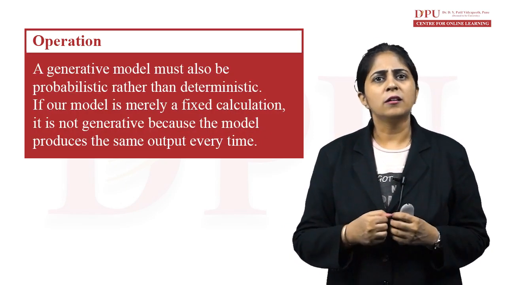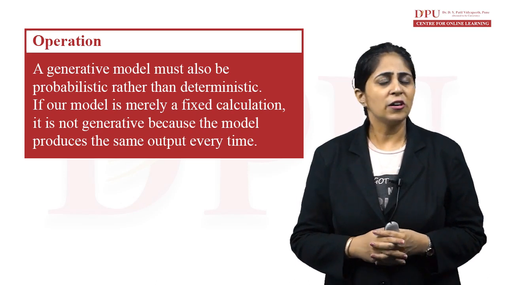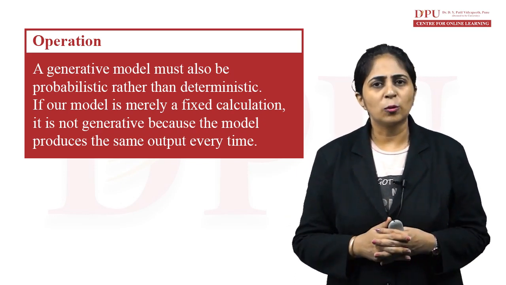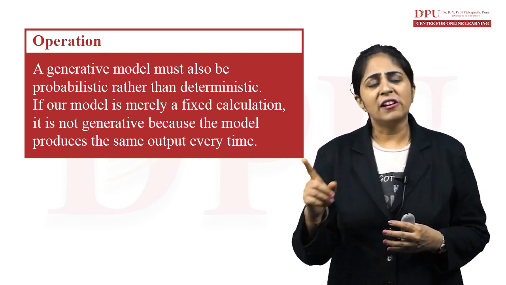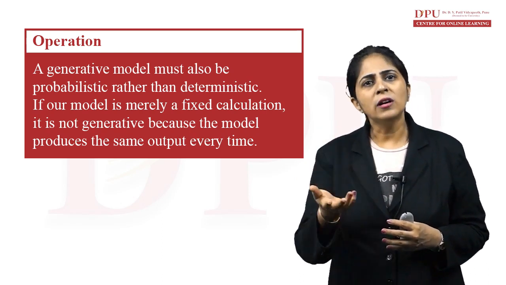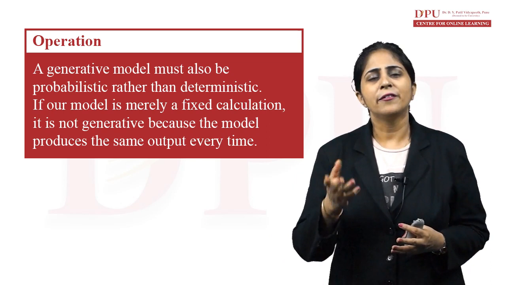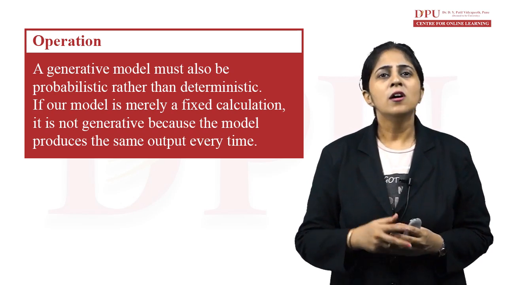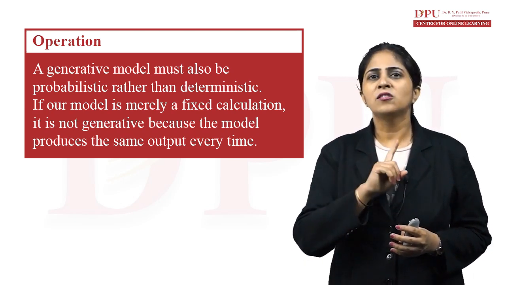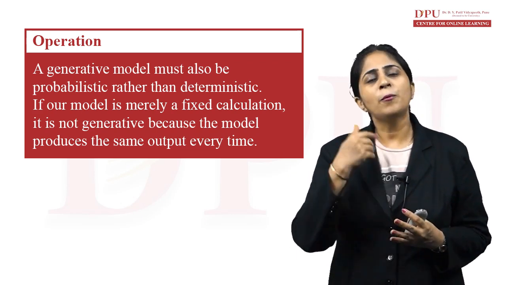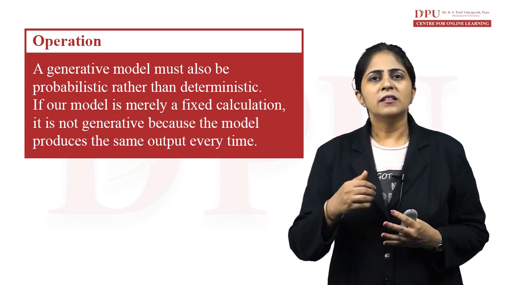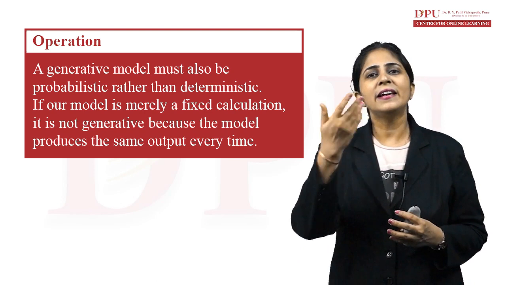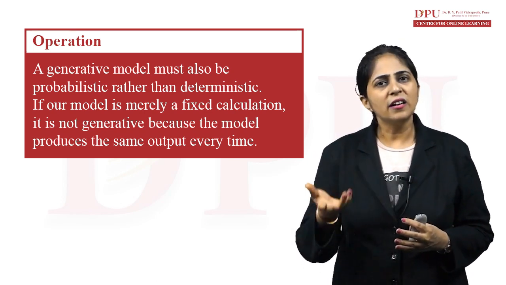A generative model must also be probabilistic. It should not be deterministic. If our model is merely doing a fixed calculation, it is not a generative model, because the model is producing the same output every time. If we do a particular calculation, it will generate the same output. That is a deterministic value. So our generative model is not deterministic. We talk about probability in our generative model. This model must include a random element which influences the individual samples generated by the model.